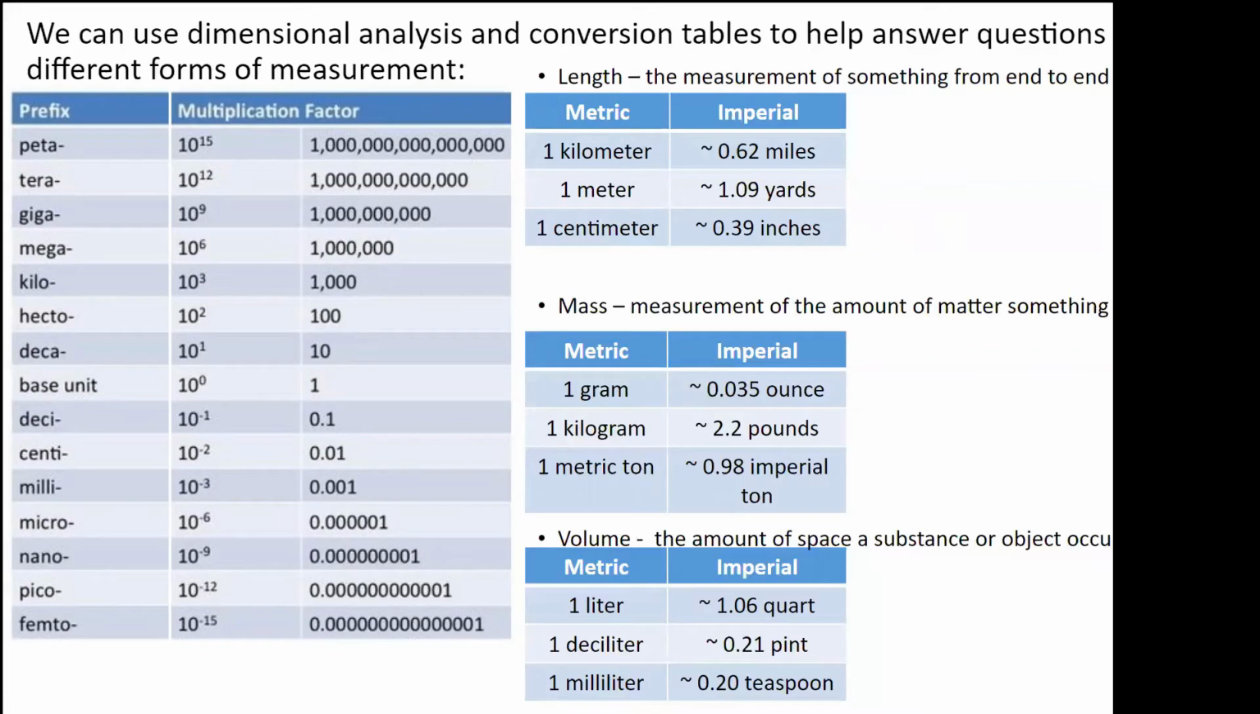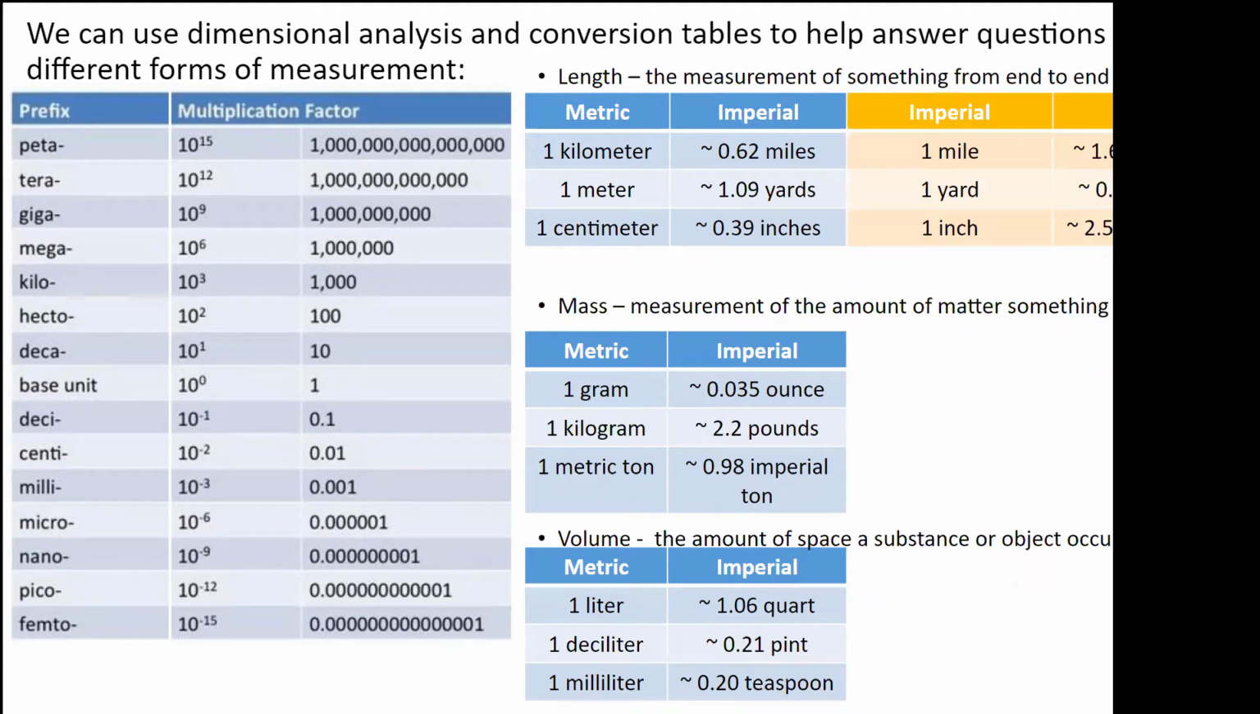So we can measure things in metric or in imperial, and we can make measurements of different types. So we can measure lengths, so the measurement of something from one end to the other. We can measure the mass of something. So mass is kind of like weight, so how heavy something is. We can also measure volume. So volume is the amount of space that something takes up, so the amount of physical space.